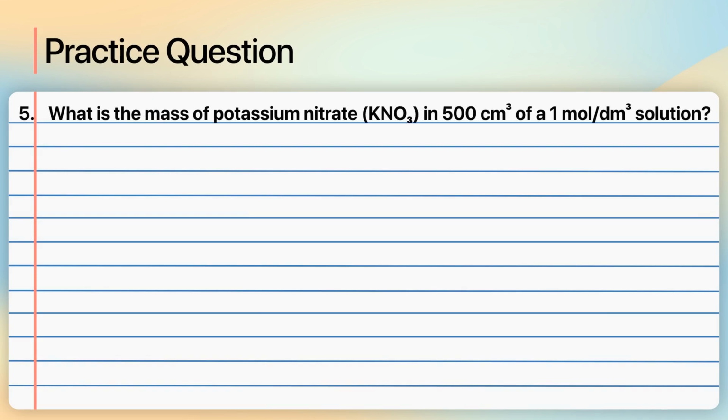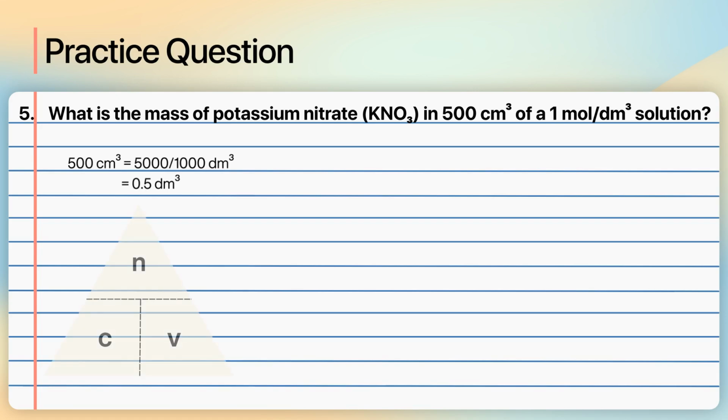Let's do one more. What's the mass of potassium nitrate in 500 centimeters cubed of a 1 mole per decimeter cubed solution? First, we need to convert the volume to decimeters cubed. Again, since 1,000 centimeters cubed is 1 decimeter cubed, 500 centimeters cubed is half a decimeter cubed.